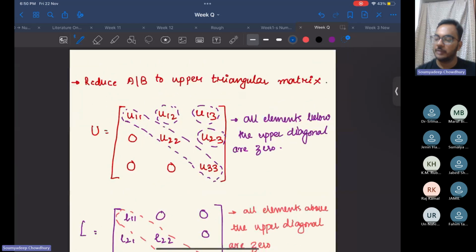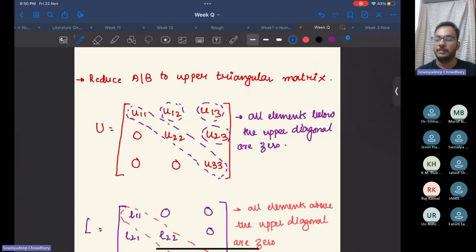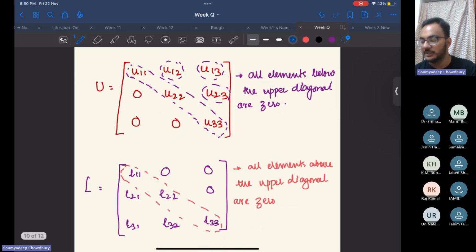Many of the students make the mistake of performing the operations on the A matrix, which is not correct. So what was our objective? Basically, this A slash B matrix, we have to reduce to an upper triangular matrix. What is an upper triangular matrix? In an upper triangular matrix, all the elements in the principal diagonal and the elements above the principal diagonal may be non-zero, and all other remaining elements are zero. That is, all elements below the principal diagonal are zero. Then we call it an upper triangular matrix.